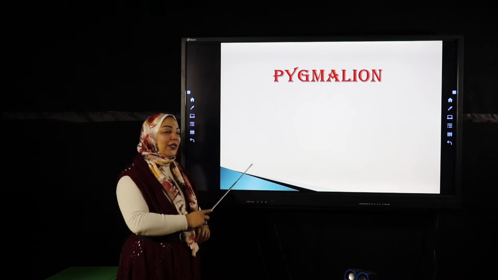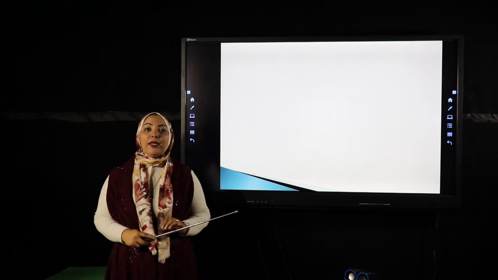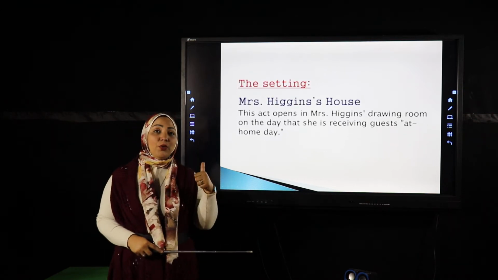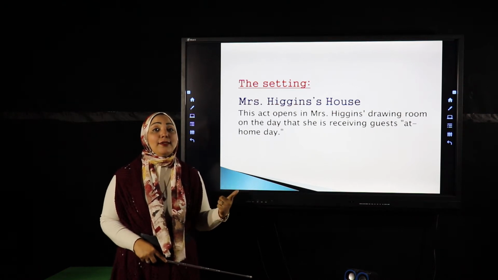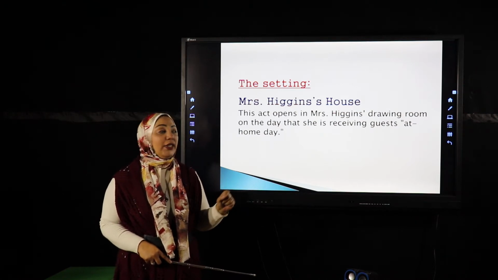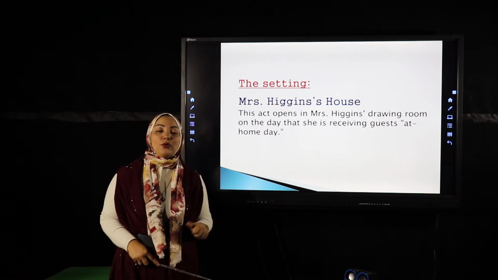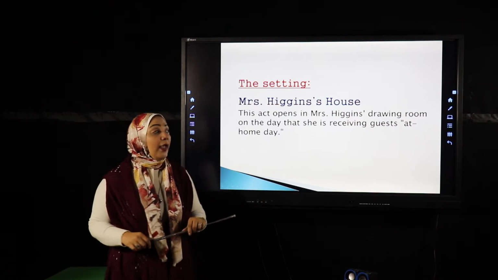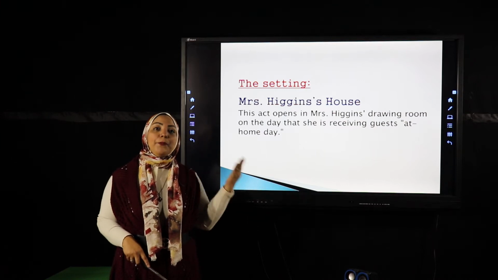In this session we will deal with Act 3. Act 3 is going to take place in a different setting. We saw Act 1 in Covent Garden, Act 2 in Professor Higgins' house, especially the laboratory. Here the setting will be in Mrs. Higgins' house. Mrs. Higgins is Professor Higgins' mother, and Professor Higgins decided to pay his mother a visit.